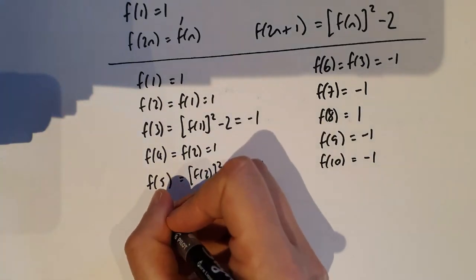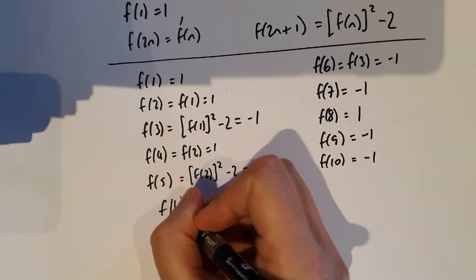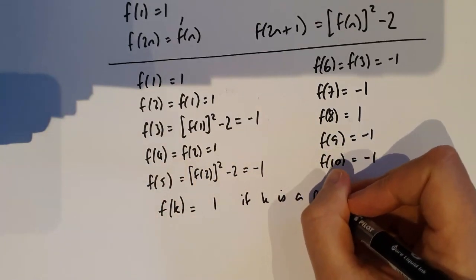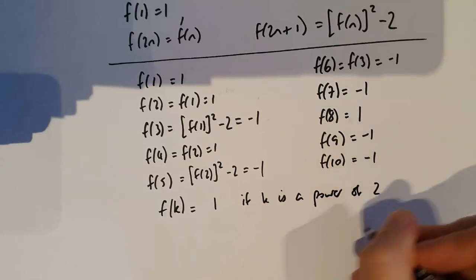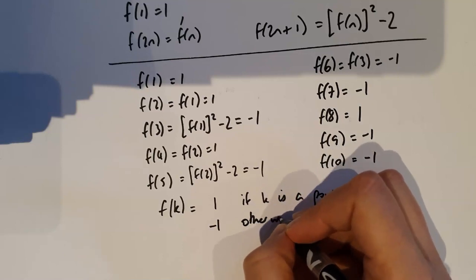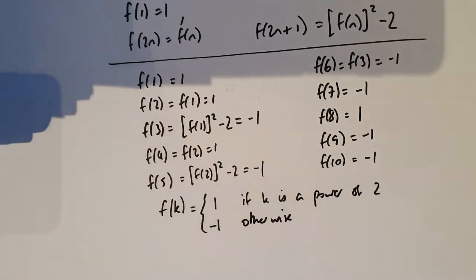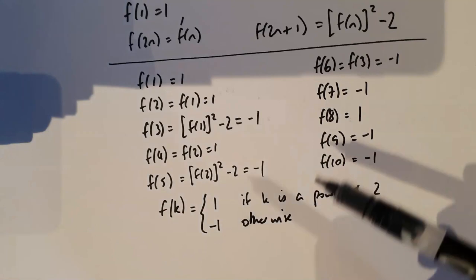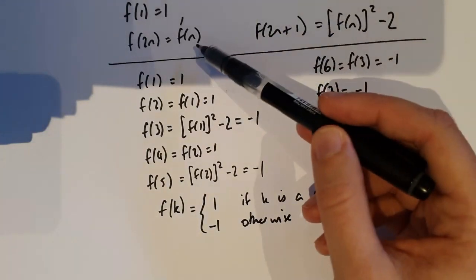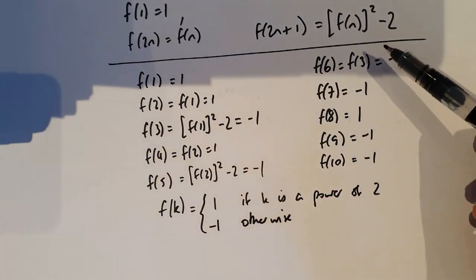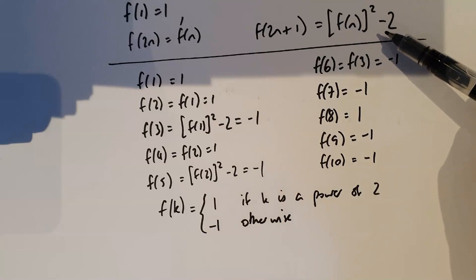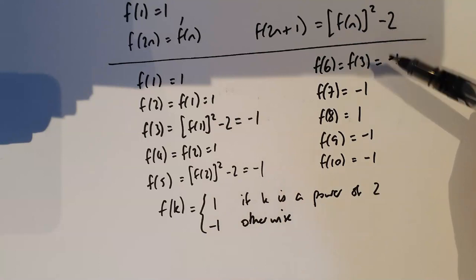So I think what we discover is that f of k is 1 if k is a power of 2, and minus 1 otherwise. So you can check that if you start with a bunch of values that are all 1 and minus 1, then these rules mean that inductively your values are always going to be 1 and minus 1, and that will prove then that f of any odd number is minus 1.